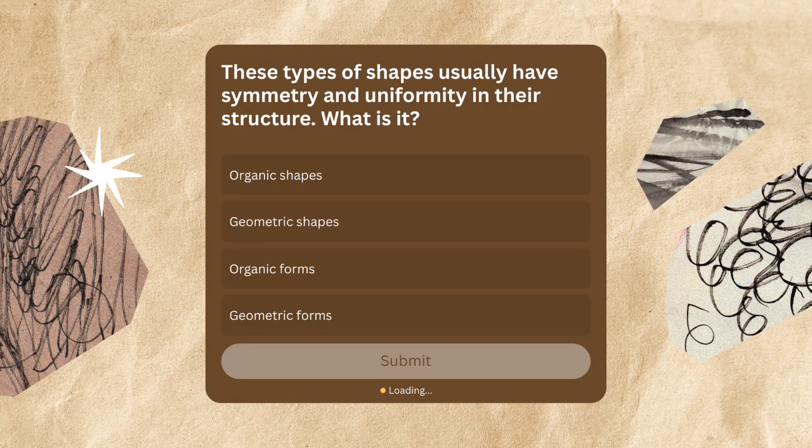Okay, so before we proceed with the second element of art, you will be answering a question regarding the things I have discussed earlier. Are you guys ready to answer question number 1? Let's go! These types of shapes usually have symmetry and uniformity in their structure. What is it? Is it organic shapes, geometric shapes, organic forms, or geometric forms? Please write your complete answer on your piece of paper.